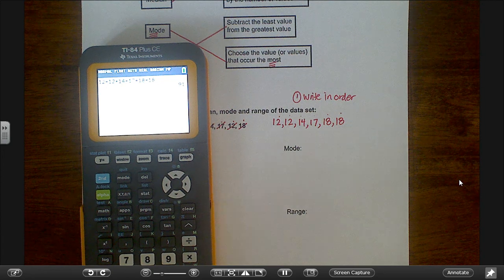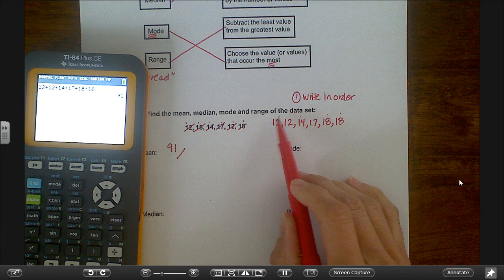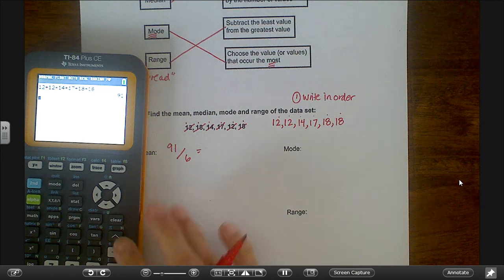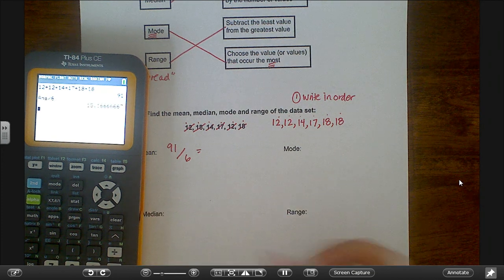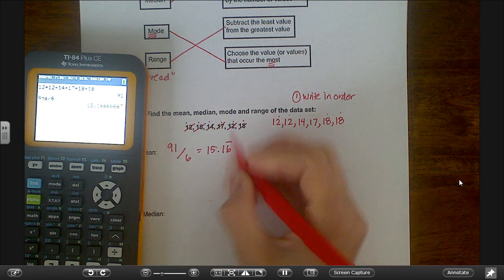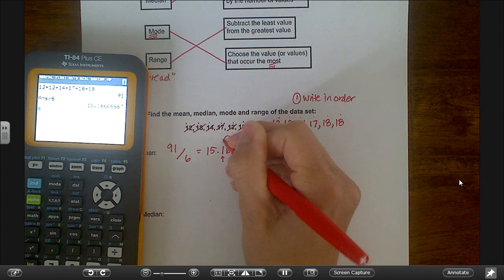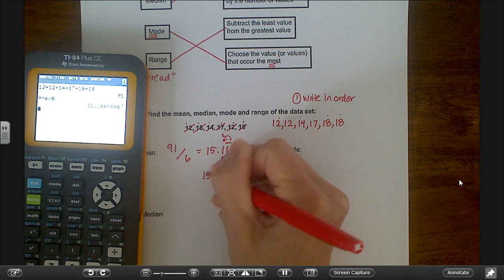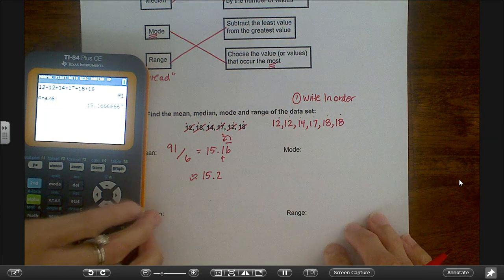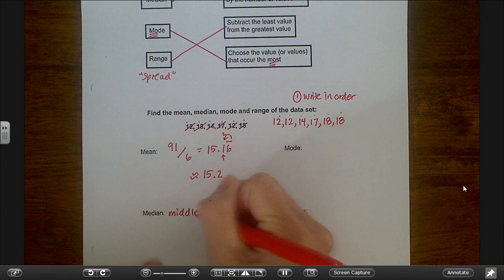And that is 91. So you're going to take that total, write 91, divide it by the number of data points you have, 1, 2, 3, 4, 5, 6. So 91 divided by 6. Of course, we already know that is not going to work out evenly. I get 15.16 repeating. Probably what I'm going to do is round to the nearest tenth. So that 6 would make that 1 go to a 2. So 15.2-ish is my mean.